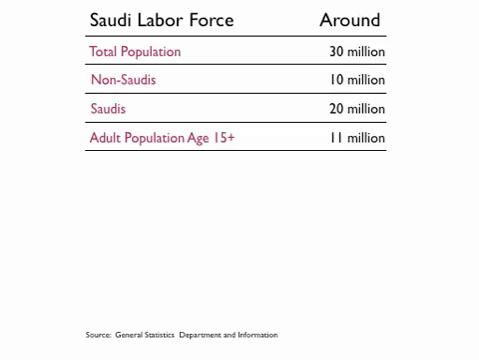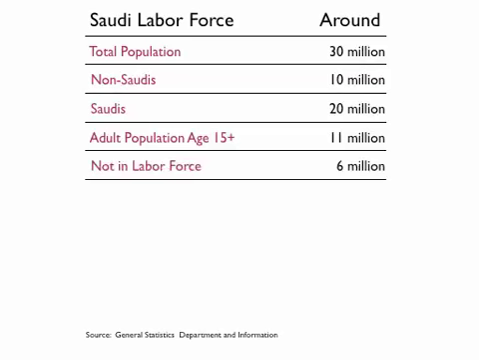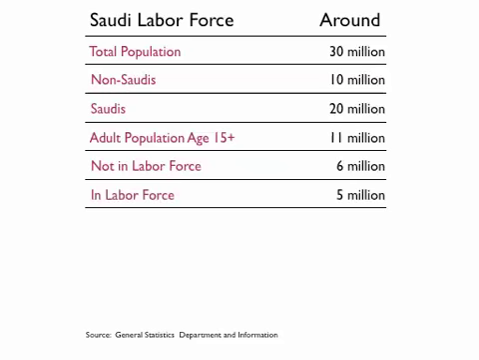Of those Saudis, the adult population is a population of about 15 and older. There are about 11 million that fall into that category. Of those, about 6 million are not in the labor force. We'll talk about what you would have to be in order to be considered not in the labor force. What that leaves us, though, is in the labor force about 5 million.